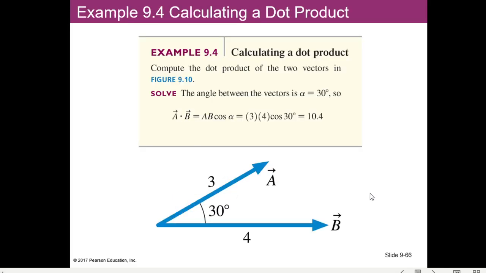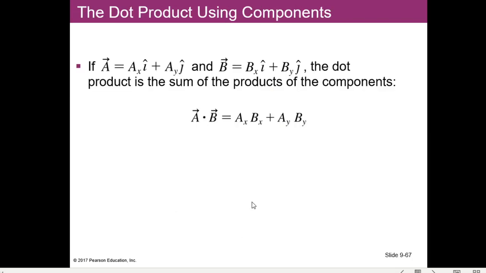Okay, so here we have a simple, easy example. The magnitude of A is 3 in some units. Magnitude of B is 4 in some units. So we have 3 times 4 times the cosine of 30 degrees for the dot product. Okay. You can also write that the dot product is the sum of the products of the components.